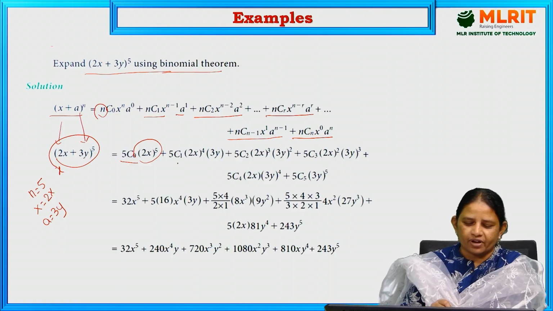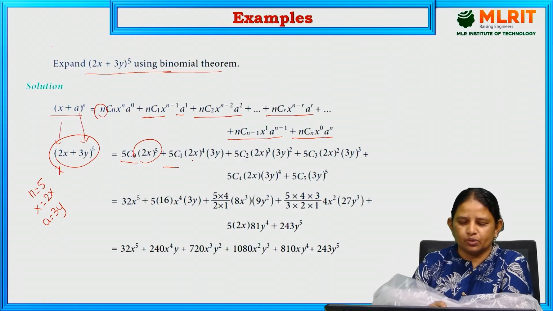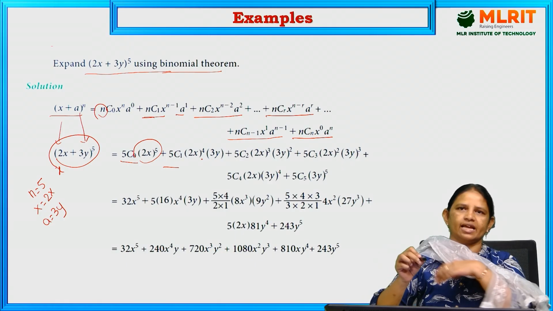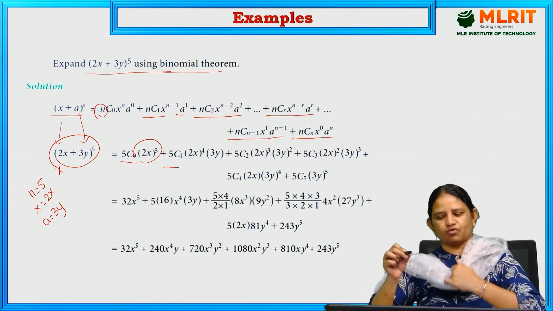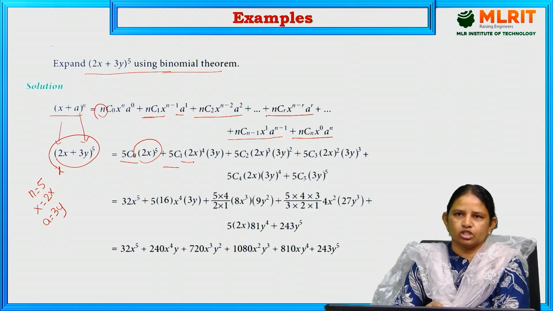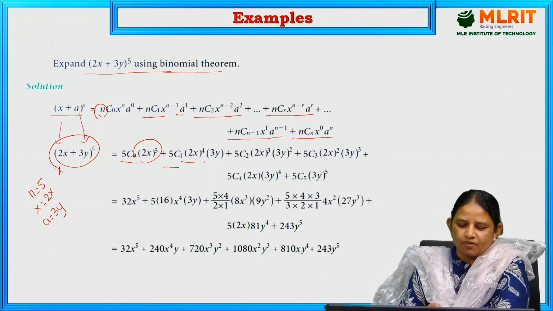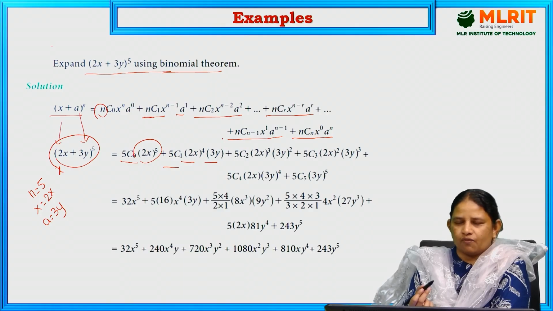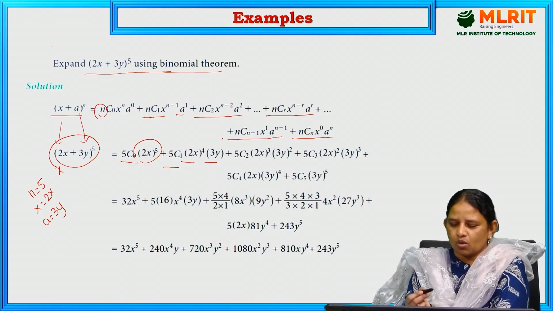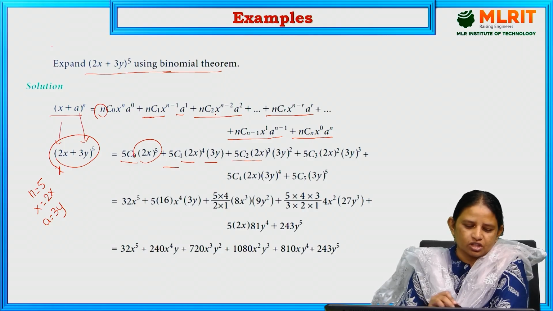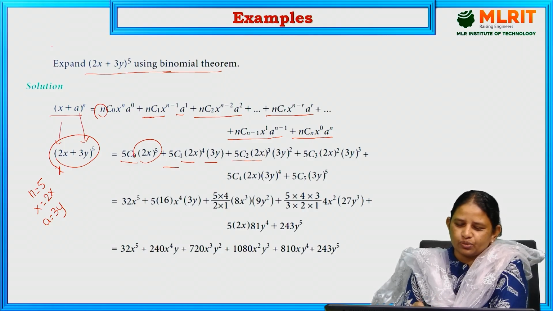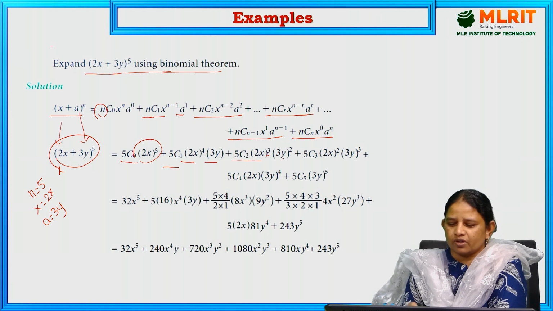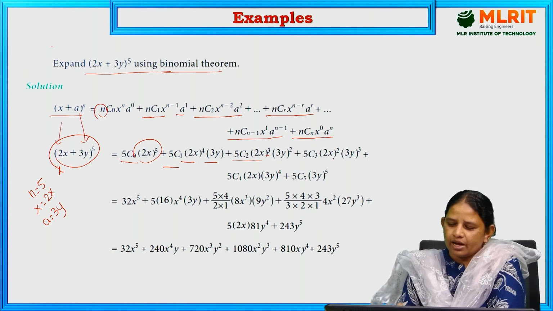Next, nc1 means 5c1, 2x to the power of 4. Here n value is 5, 5 minus 1 means 2x to the power of 4. Next, a power 1, that means 3y whole to the power of 1, by default it is 1 only. 5c2, in the place of x you have to substitute 2x, 5 minus 2 that is 3, 2x whole cube, 3y whole square. Then 5c3, 2x whole square.